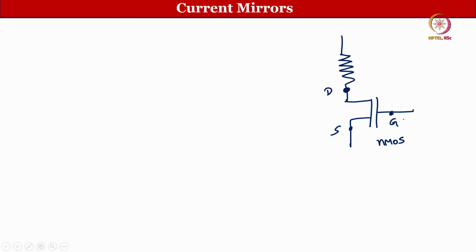So, you have this resistor, for example, and there is a transistor. Now, let us say this is an NMOS transistor, there is a drain, there is a source and there is a gate, correct. Now, we connect these two, drain and gate, and we apply sufficient voltage, let us say plus 10 volt, and the source is connected to ground.